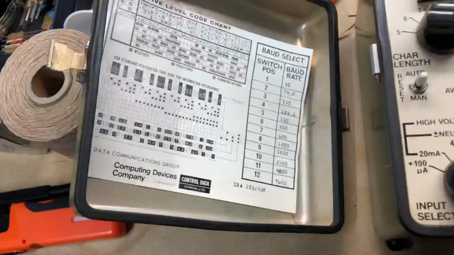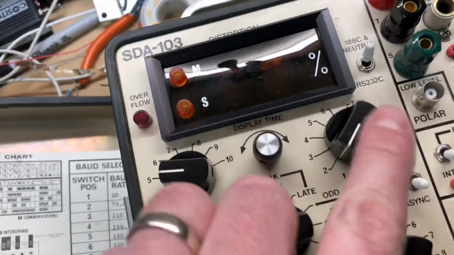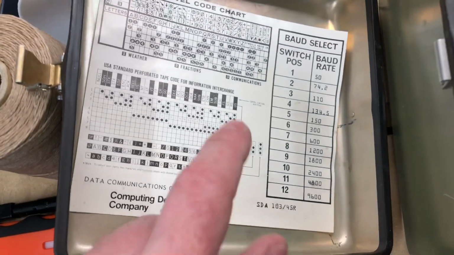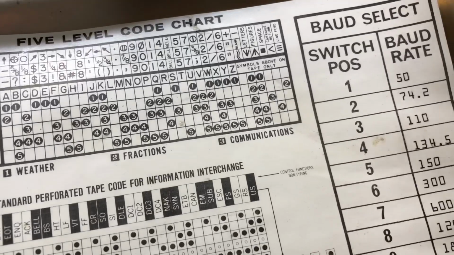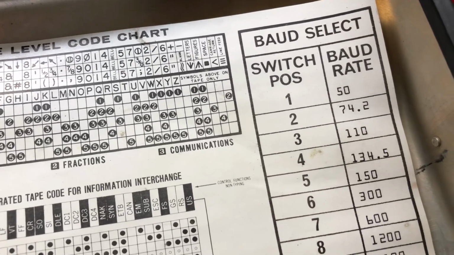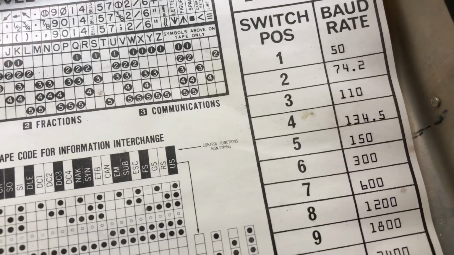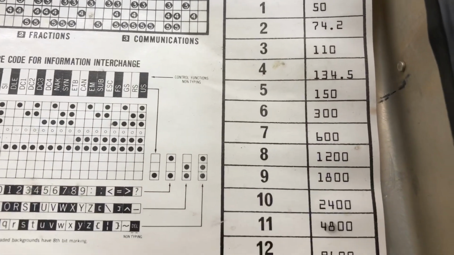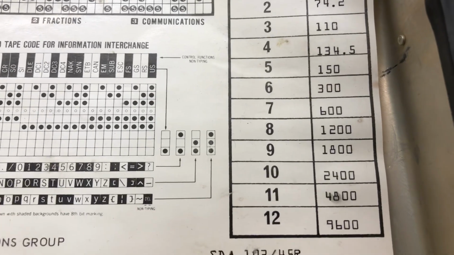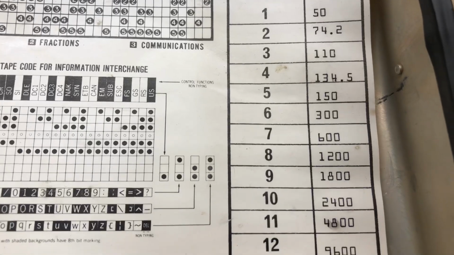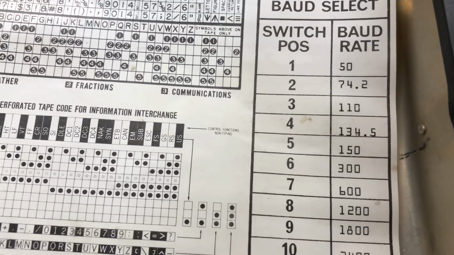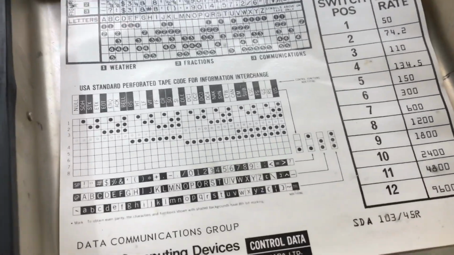So why is this on the bench? Here's the list of baud rate settings. This is for this switch here. There's 12 of them. 50 baud, what is that? I can't remember which standard that is. But 74.2 is 100 words per minute. And then there's the usual computer ones, 110, 150, 300, 600, 1200. Oh, but 1800, 24, 48, 96. So there's two oddballs there to me, which is 134.5 and 1800. Anyway, what I'm missing is 45.45, which is what a teletype machine wants.